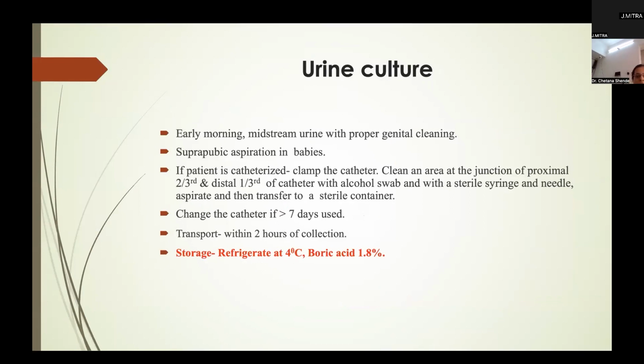In case of urine culture, an early morning midstream urine sample with appropriate genital cleaning is very important. And if there is a delay in transportation, storage of the urine at 4 degrees Celsius is mandatory. Next slide.